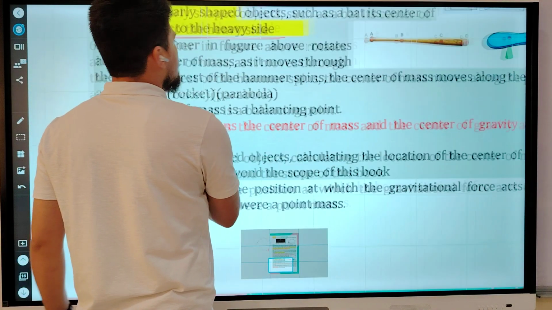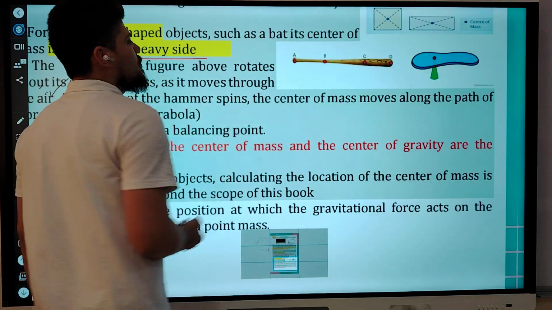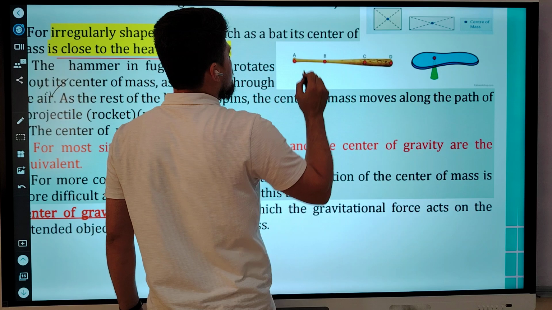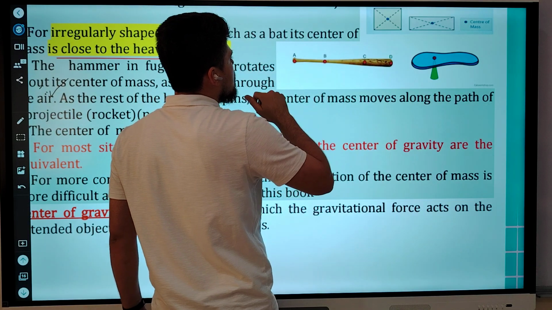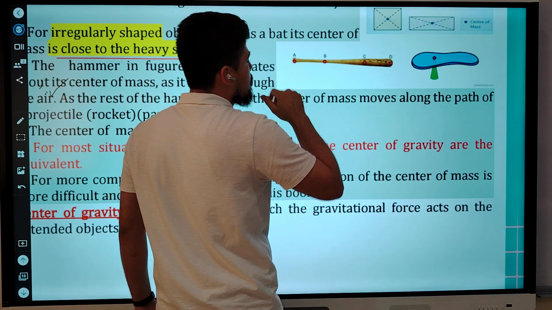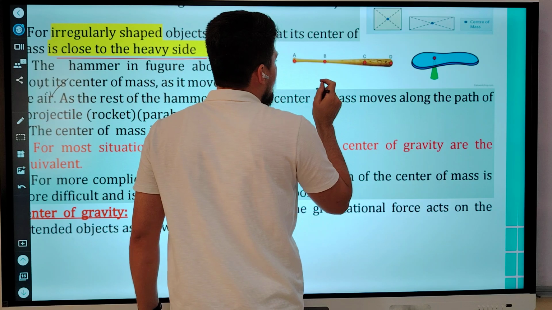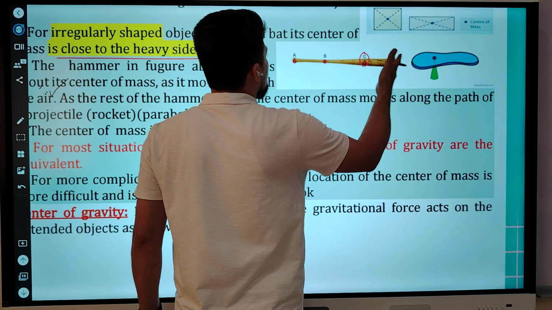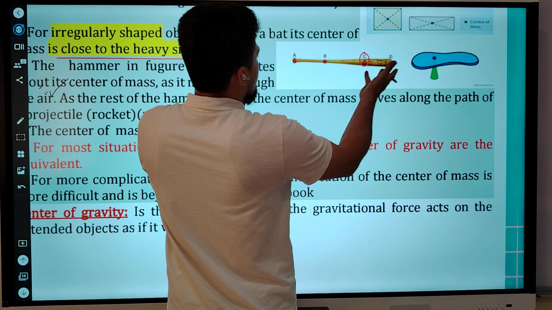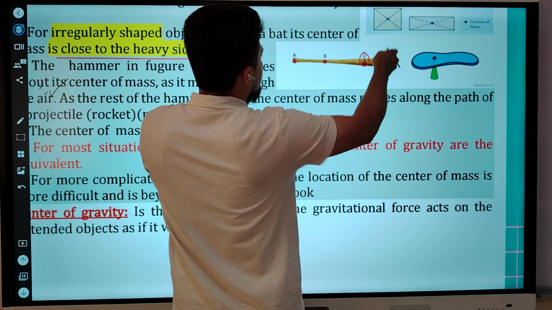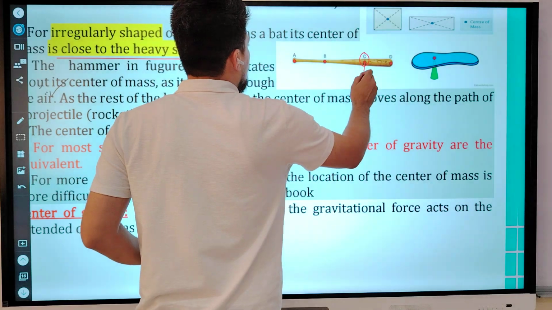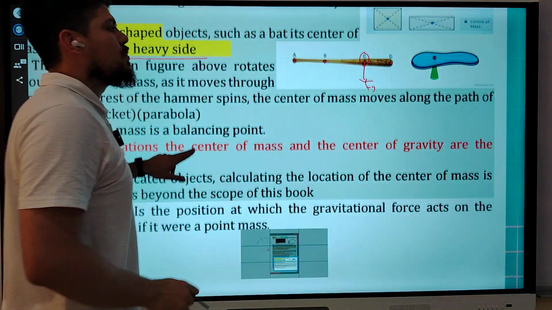As you can see, this bat, where is the axis? Where is the center of mass of this bat? A, B, C, D. Which point is the center of mass for this bat? Point C. Why? Because point C is close to the heavier side. This end has more mass, so that is why this point becomes the center of mass, or center of gravity.